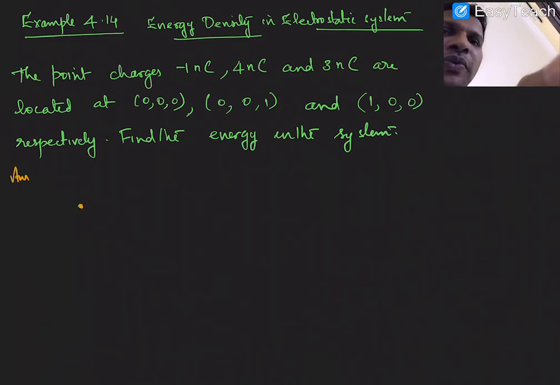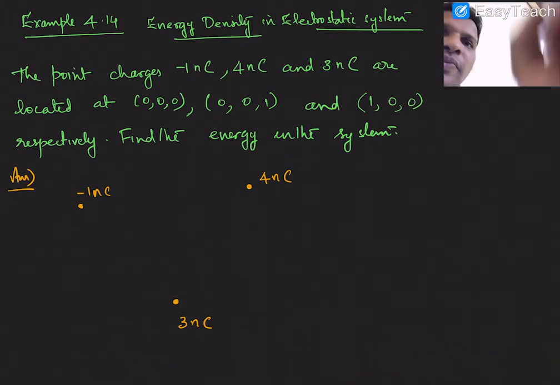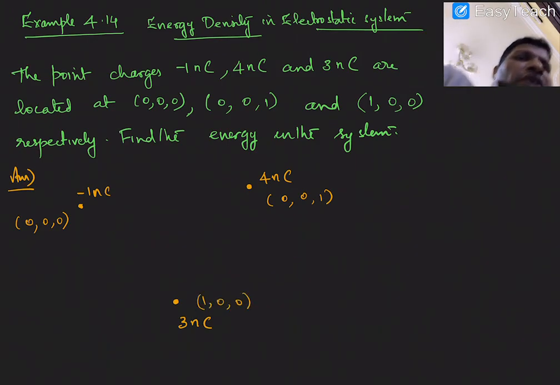Three point charges: one is -1 nanocoulomb, another is 4 nanocoulomb, and another is 3 nanocoulomb. These are the three charges. The first charge is located at 0, 0, 0. I will write it here: this is 0, 0, 0. Another charge is located at 0, 0, 1, and another one is at 1, 0, 0. So these are the locations of these three charges.